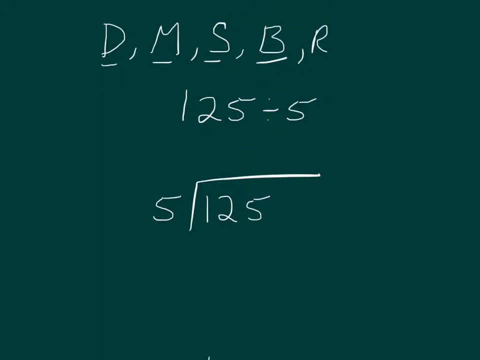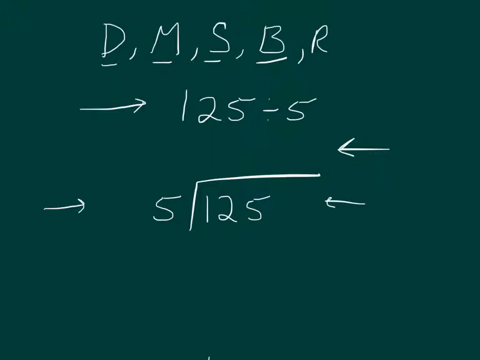Okay, so we're going to solve this problem here. We're going to find a quotient. We're going to find the answer, the quotient. So 125 divided by 5. 125 is my total. It goes on the inside. 5 is the number I'm dividing by. It goes on the outside. Now, this is hard to write down in steps, so I'm going to explain it as we go.